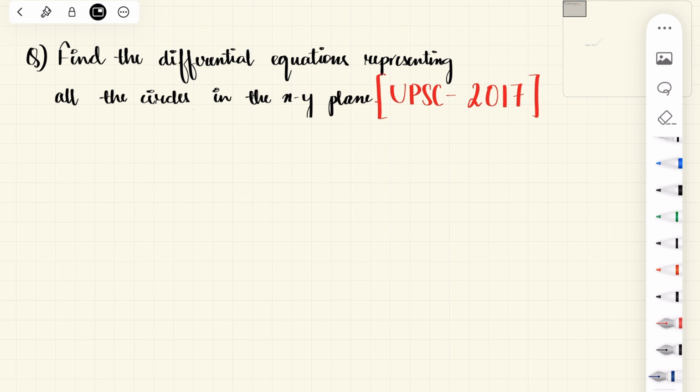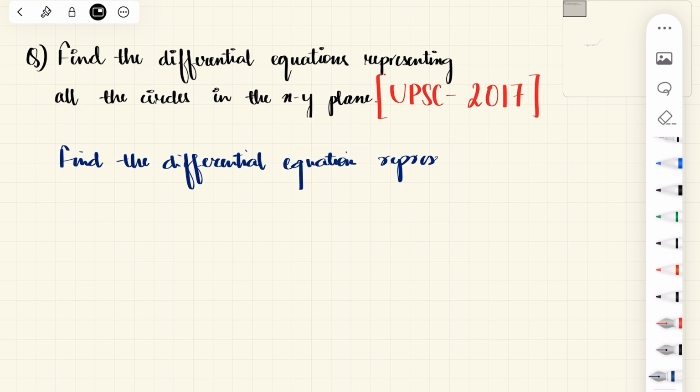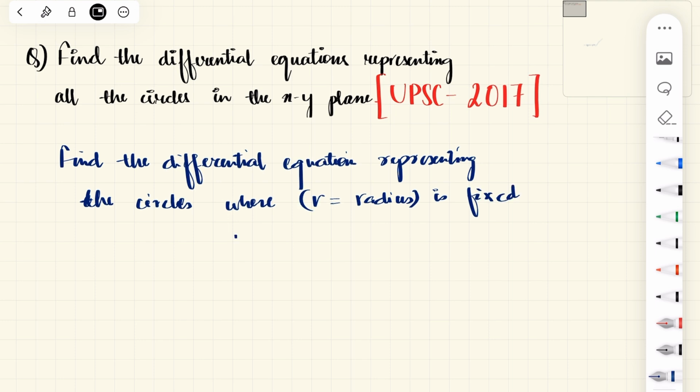let's say, find an example. Let's say: find a differential equation representing the circle where r, meaning the radius, is fixed, in the xy plane. See, you might be thinking that this question is the same. No, this question is not the same.